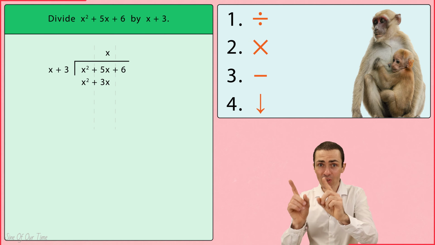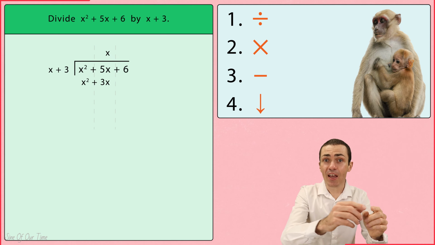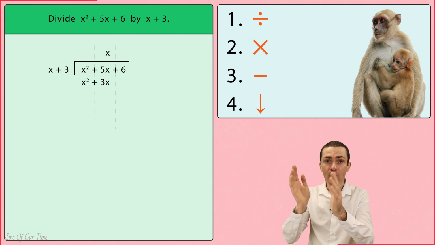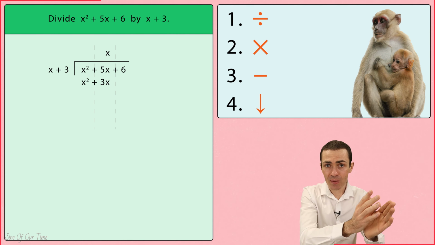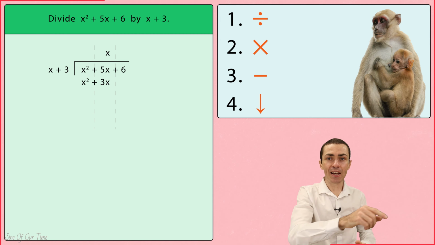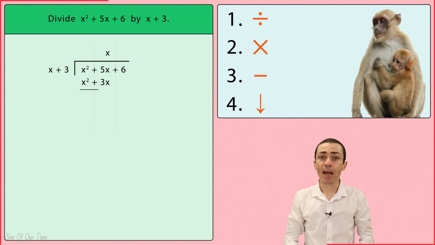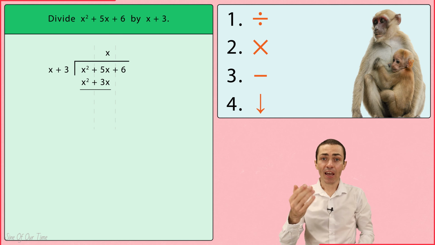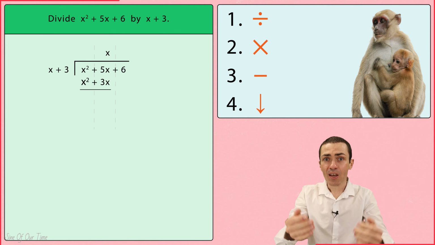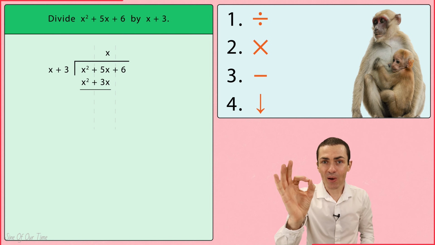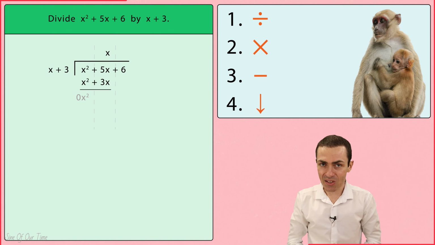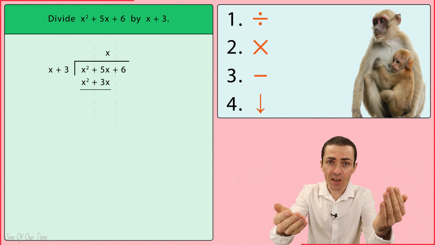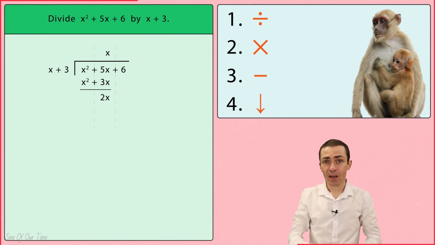Time for step 3, subtract. We take each of the terms that make up the dividend and subtract the terms that we have just written below it, working with each column separately. Before we do that, we draw a line under x squared plus 3x and put the results of the subtraction below that line, starting with x squared minus x squared, which gives us 0x squared, but it's not necessary to write this down. And then 5x subtract 3x gives us 2x.